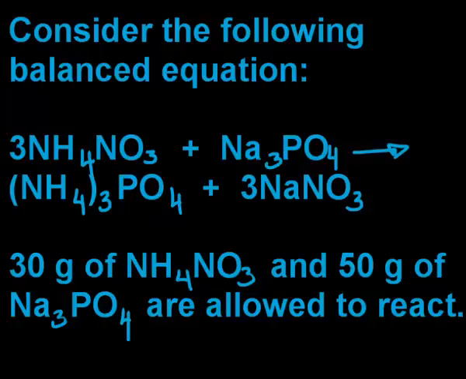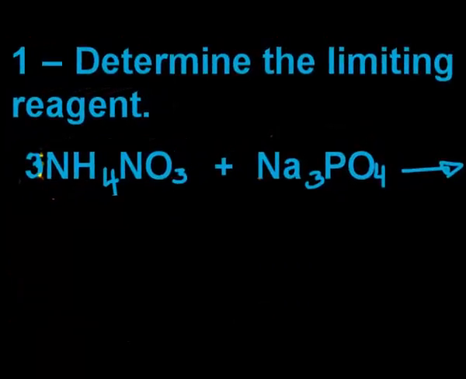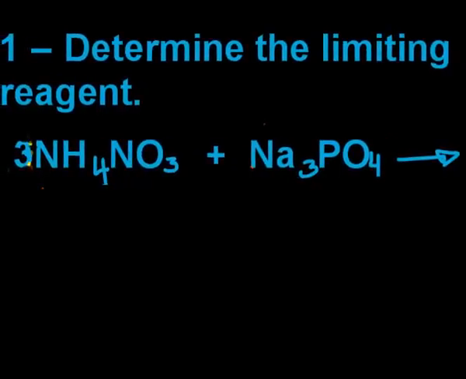Now 30 grams of our ammonium nitrate and 50 grams of the sodium phosphate are given. So we've been given the two masses of our reacting molecules. The first question asks us to determine the limiting reagent. In order to determine our limiting reagent, we need to take a look at our mole calculation value at the end. Once we get the smallest mole value, then we know that is our limiting reagent.